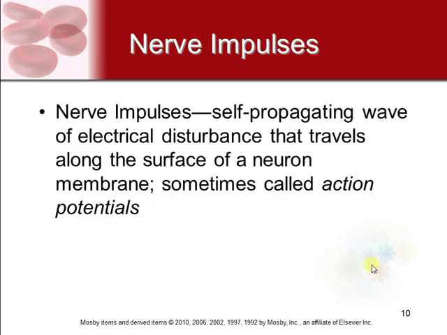So nerve impulses. Nerve impulses work because they're a self-propagating wave. Basically, once it gets triggered on one end of your neuron, or from your cell body, it keeps traveling along the pathway of the axon by an electrical disturbance. This is called the action potential. It waves that electrical activity down the length of the axon, and that's how your impulse gets from one end of the axon to the other.